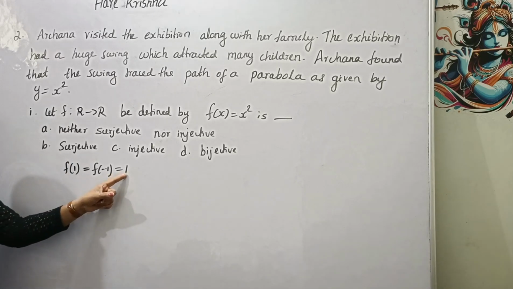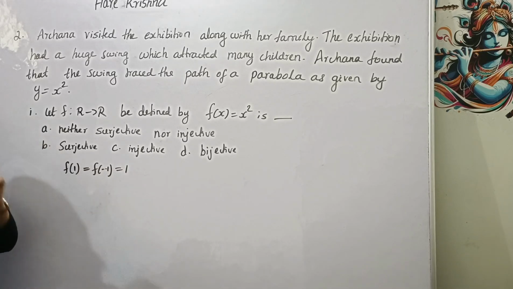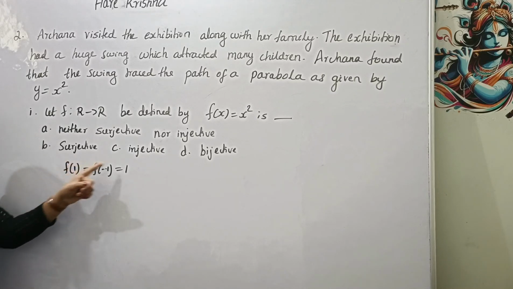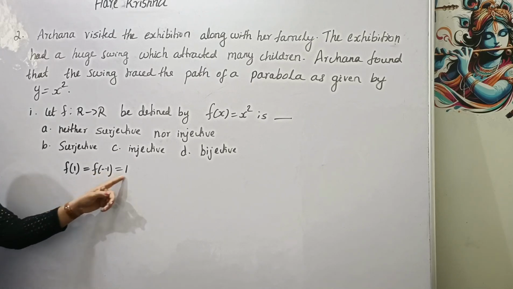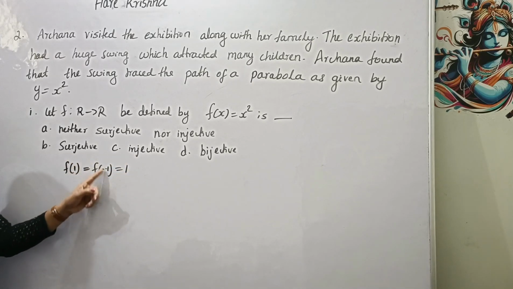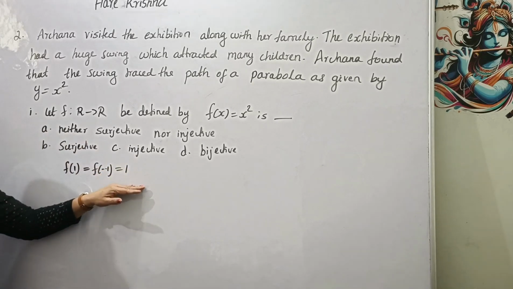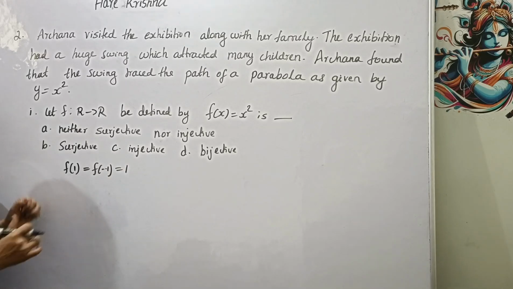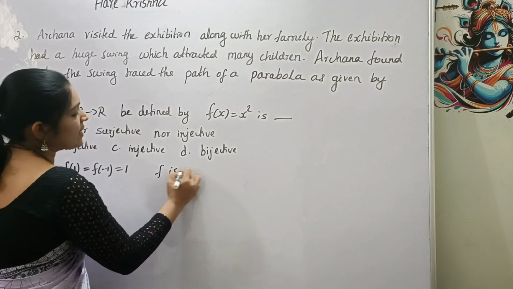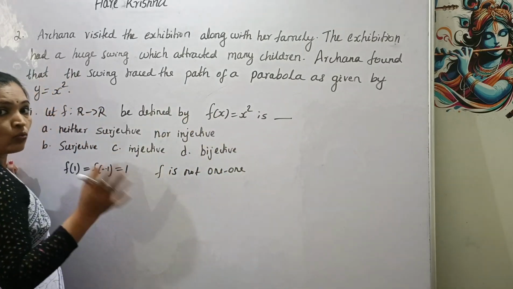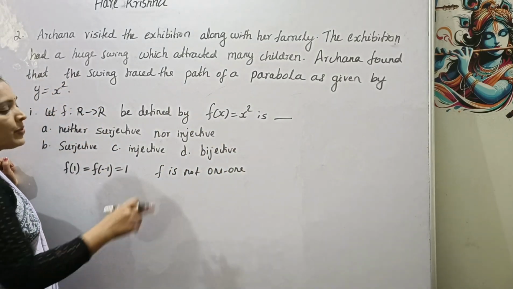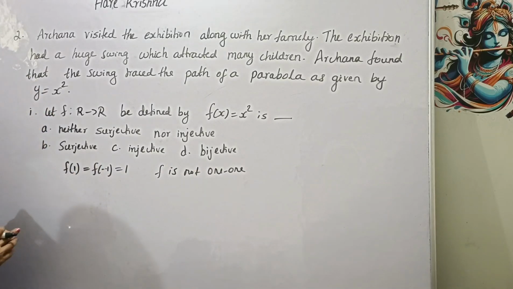One-one function means f of x equals f of y implies x equals y. Here this 1 has more than one pre-image. This 1 and minus 1 are the pre-images of 1. Therefore, this function f is not one-one. One-one means injective. So, f is not injective.